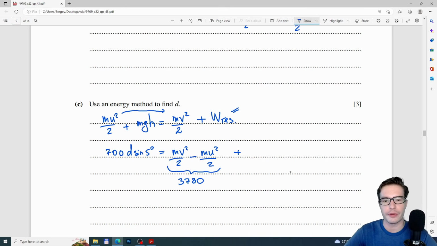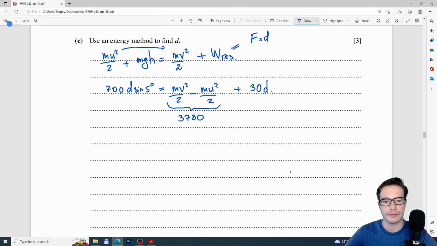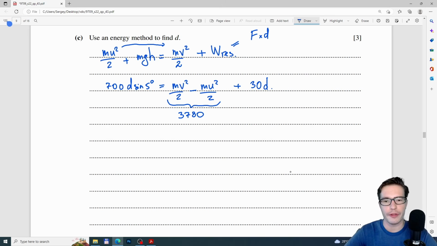Now, the work equals force times the distance. So the force is 30, and the distance is d, the one we're looking for. Okay, now let's move 30d to the left side, and we'll get 700 d sine 5 minus 30d equals 3780. Now on the left side, let's factorize. And now we can divide by the brackets to get d.